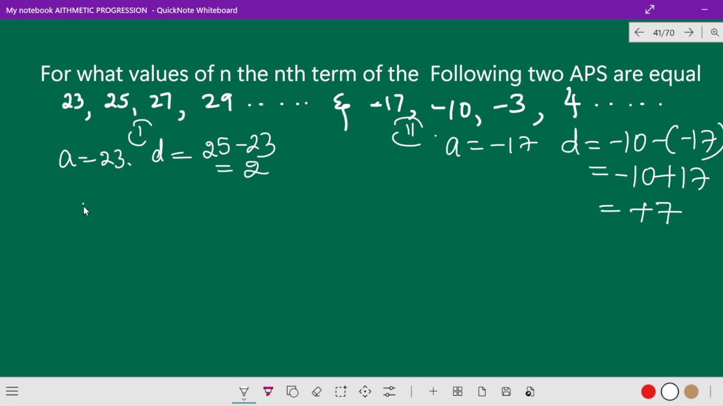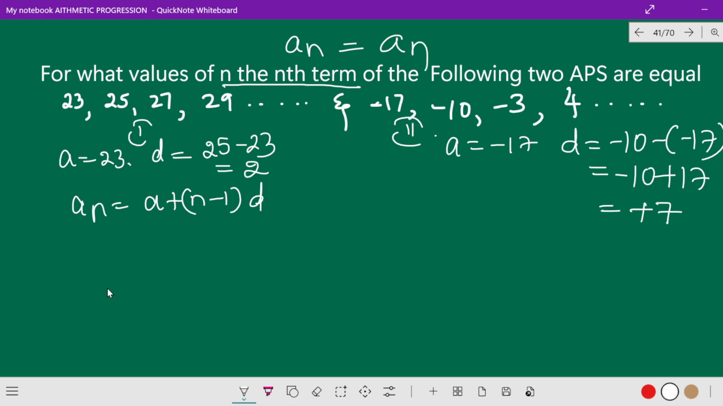So what is AN? AN is equal to A plus (n minus 1) into D. How we have to find AN means, for what values of n the nth term of the following APs are equal. Nth term means AN. Some term is there, AN of this and AN of this are equal. So we will equate AN with AN.